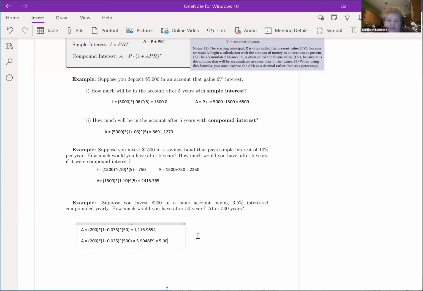5,900, or sorry, 5,904, that's 3 places, then 800, that's 6 places, and then 000. So that is thousands, millions, billions. So 5,904,800,000, roughly. $200 in 500 years.